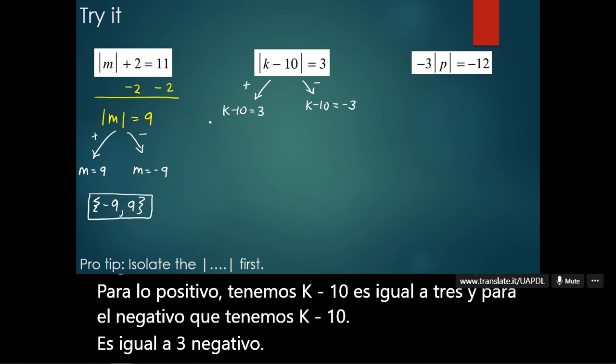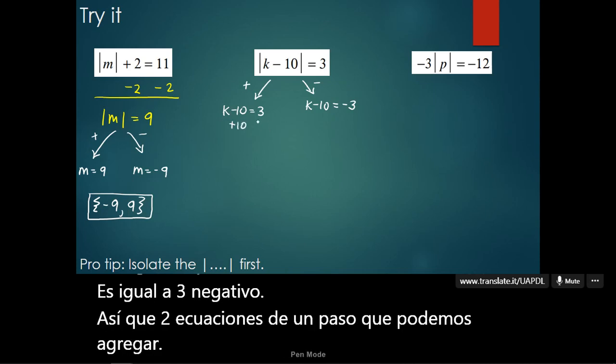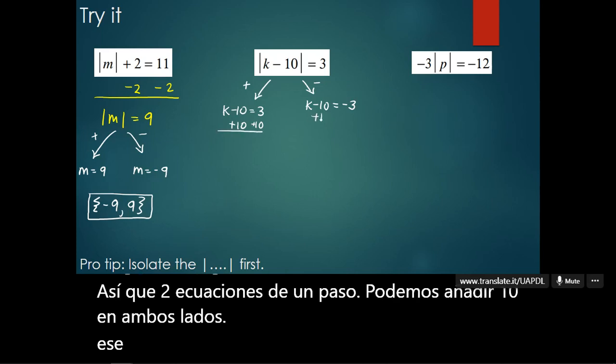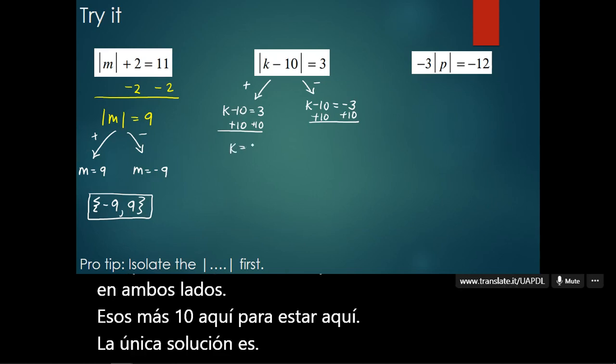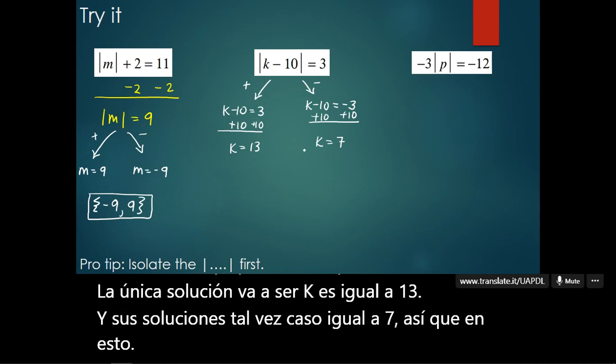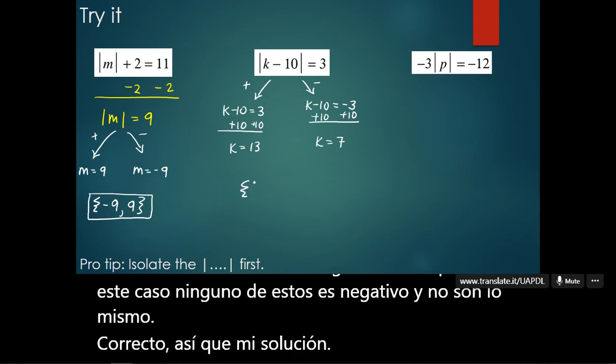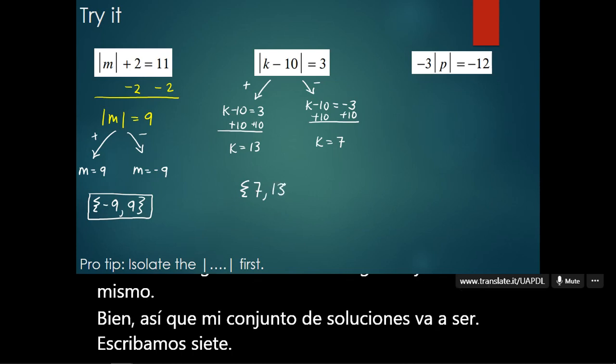So two one-step equations. We can add 10 on both sides. Plus 10 here, plus 10 here. So one solution is going to be k is equal to 13, and the other solution is going to be k is equal to 7. So in this case, none of these are negative, and they're not the same. All right, so my solution set is going to be, let's write out 7 first, and then 13.